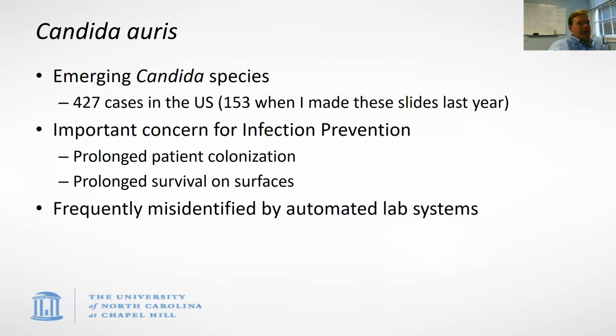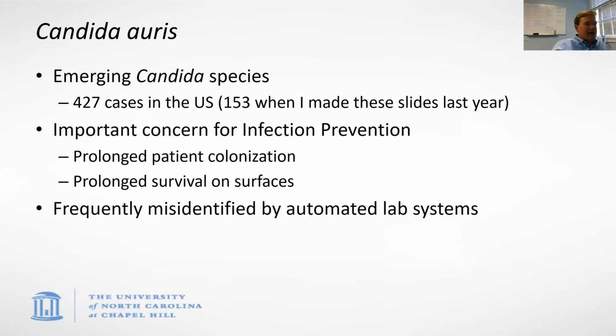The real bad guy though is Candida auris. This is an emerging Candida species. It was a big topic of conversation at ID Week in early October. There have been 427 cases in the U.S. When I made these slides last year, it was 153. So it's a new thing. It's expanding. It's a really important concern for infection prevention.